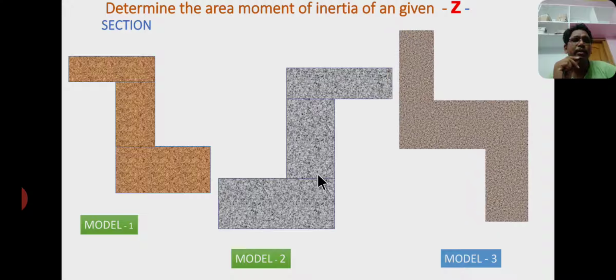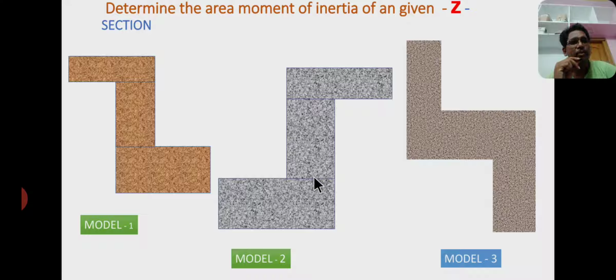Here I consider three different shapes. First of all I will explain about this Z section, then I will explain about this model, and finally I will explain about this one. Here I consider three sections as three problems. I will explain separately one by one.